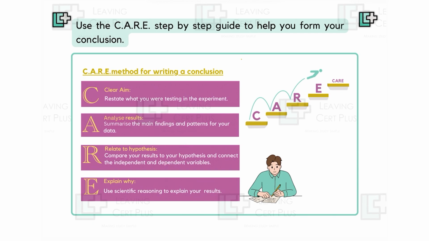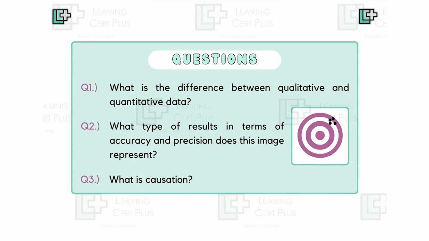Finally then, a couple of questions to finish off. What is the difference between qualitative and quantitative data? What type of results in terms of accuracy and precision does this image represent? And what is causation? Pause the video, jot down your answers, come back and I'll give you the right answers.